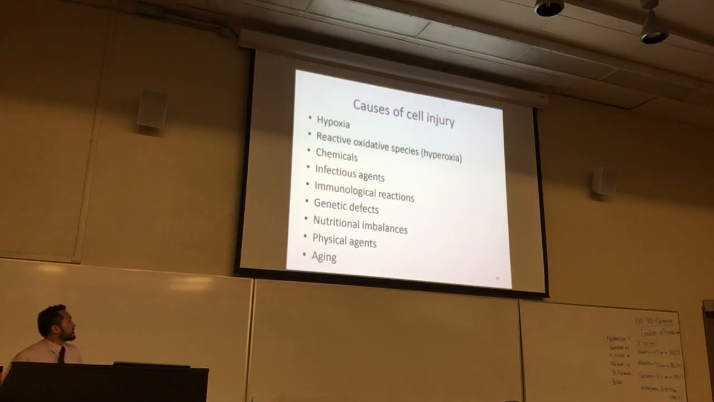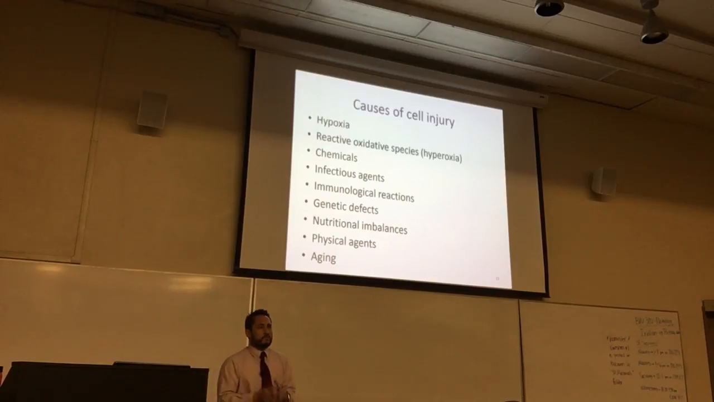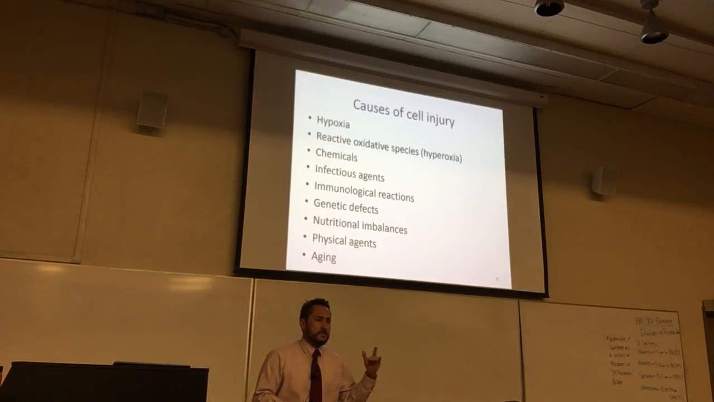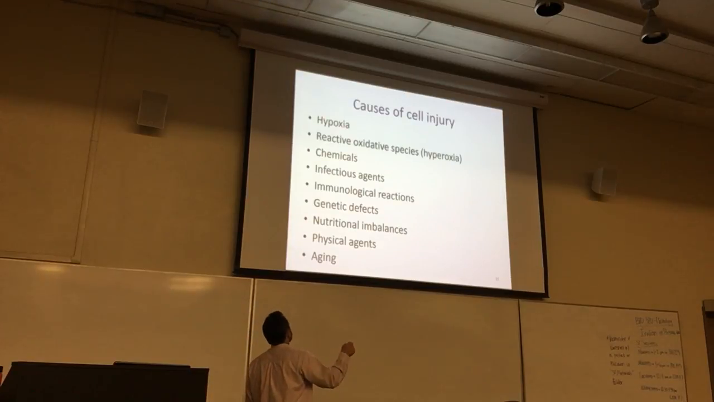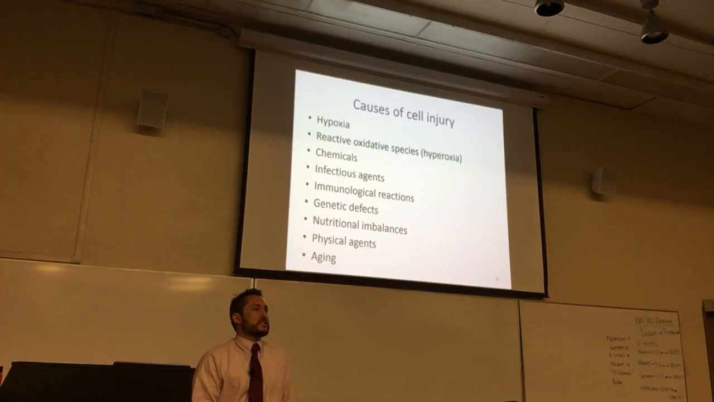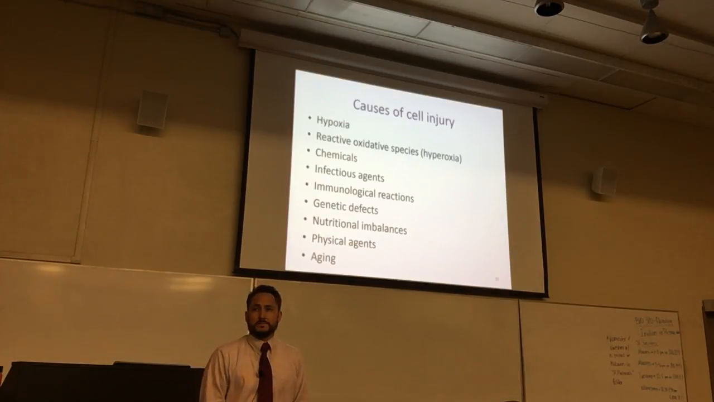So, the causes of injury that we alluded to when I first started talking about the motif of how it's going to work throughout the semester fall into a number of different categories. You can see at the bottom, age. Age is considered a pathological injury.